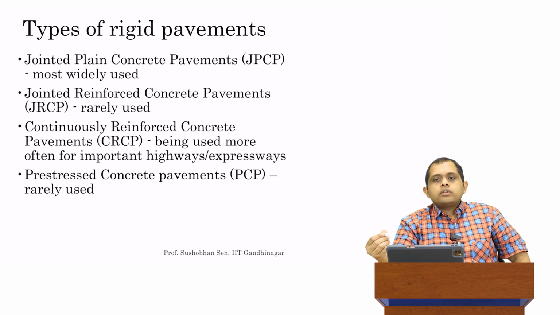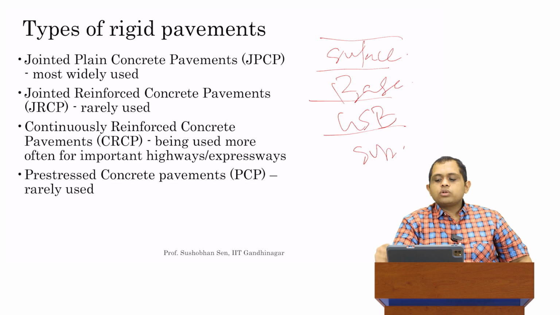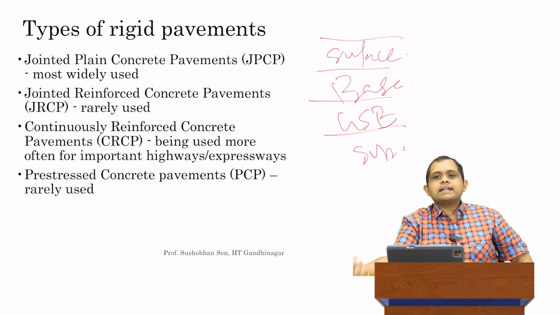Okay, so now that you understand the different types of layers and different types of materials, let's go into the different types of rigid pavements. All the rigid pavements have the same layers. You can have a surface layer which is made of PCC. Then generally you always have a base layer. You might have a granular subbase, and below that you'll have a subgrade. So generally all the types of rigid pavements follow this basic scheme.